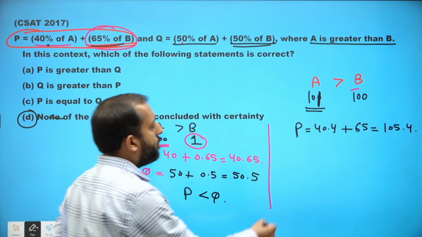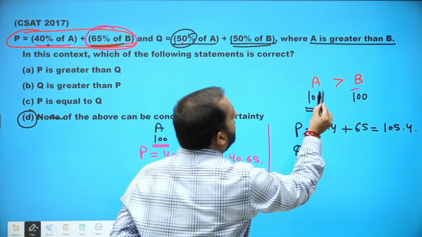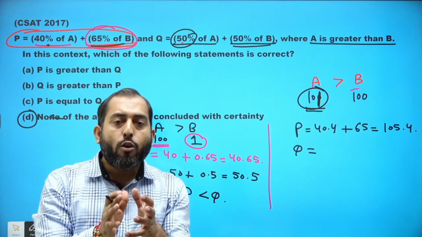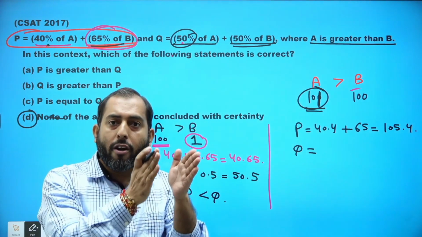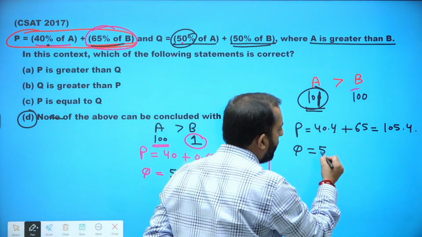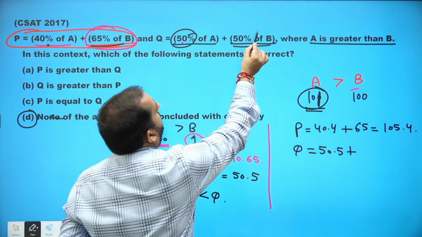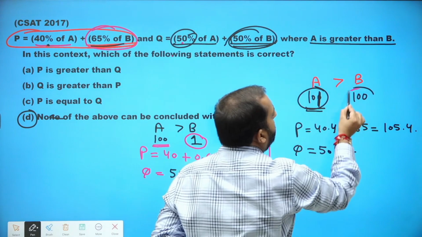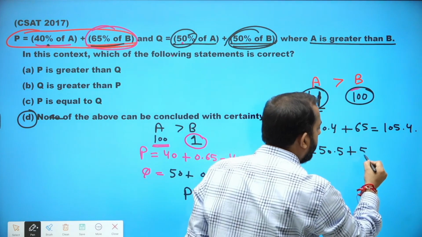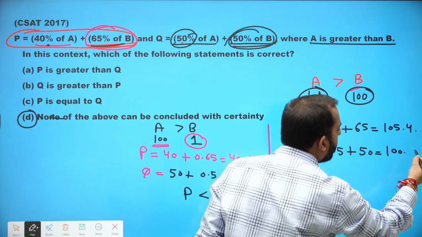Now let's talk about Q. Q is 50% of 101. What is 50% of 101? It is 50 upon 100 into 101, which comes out to be 50.5, plus 50% of B. 50% of B, meaning 50% of 100, which is 50 only, and if you solve this, it comes out to be 50.5 plus 50, that is 100.5.